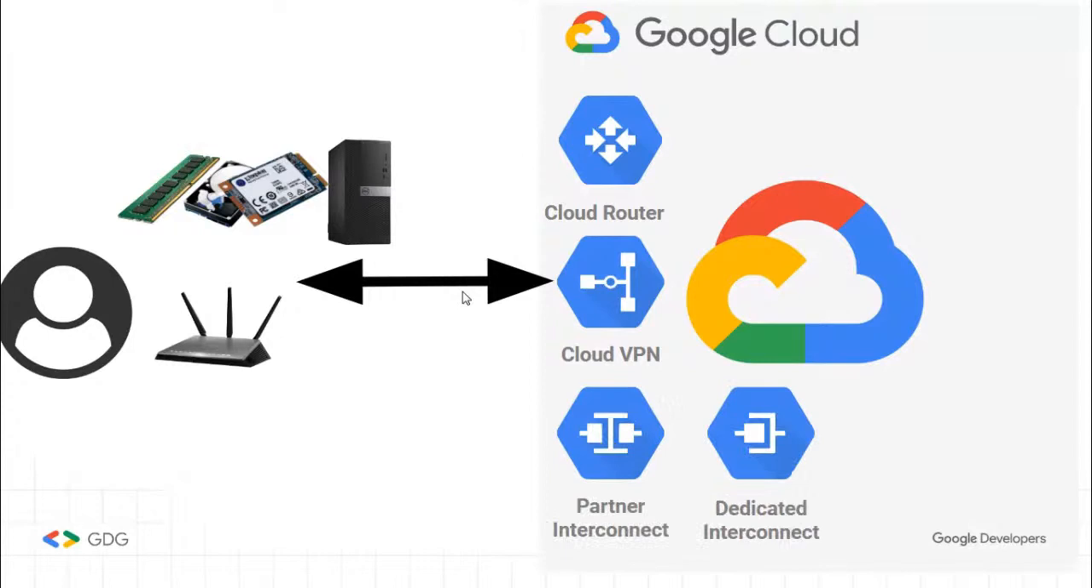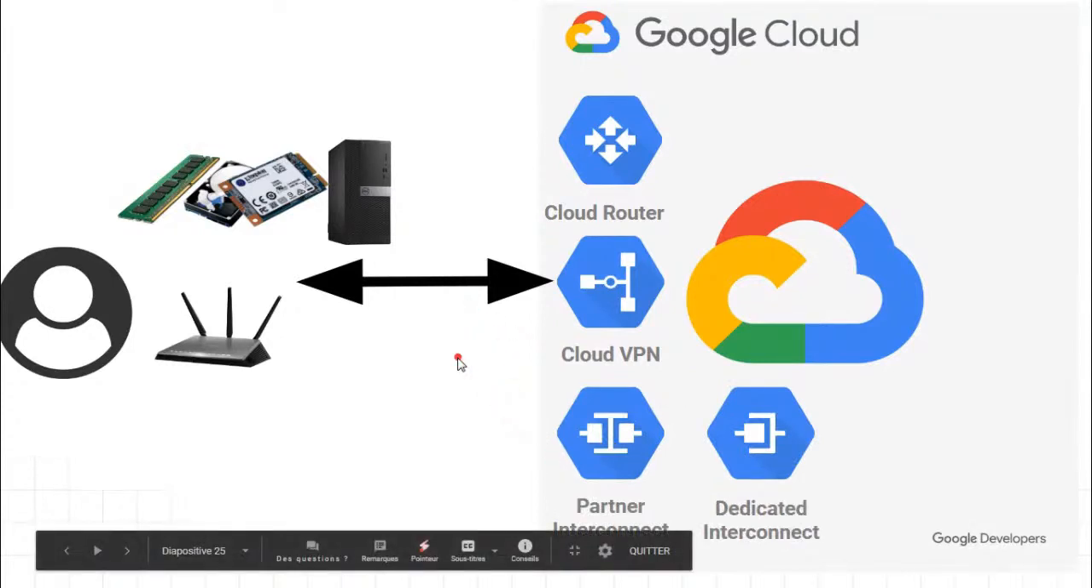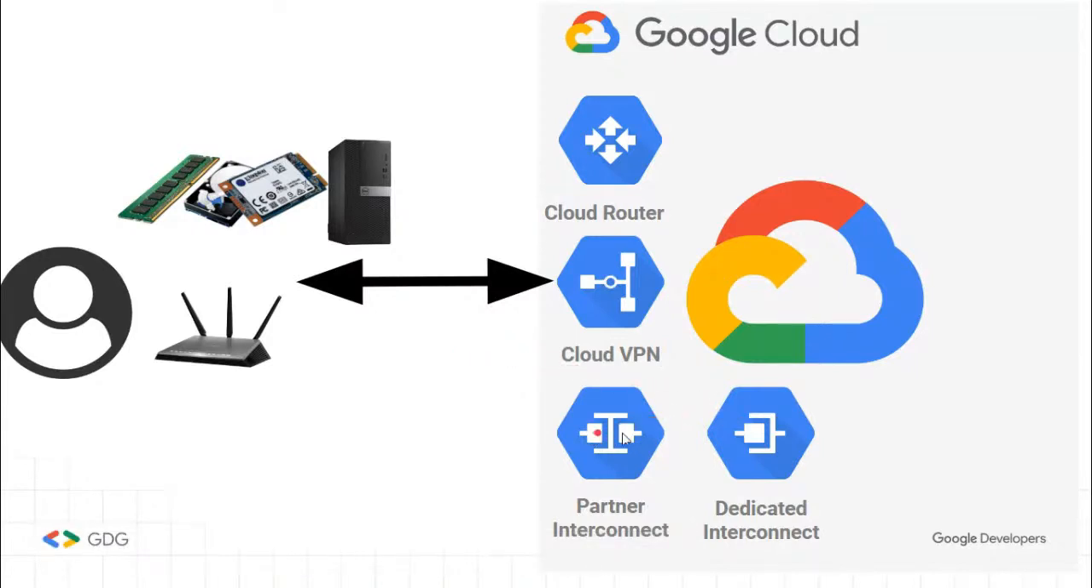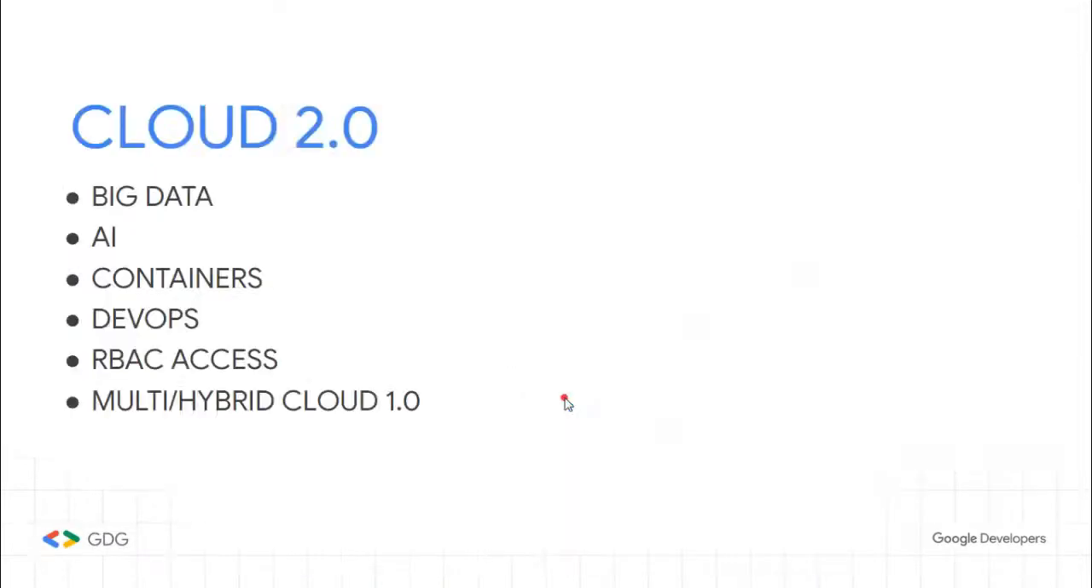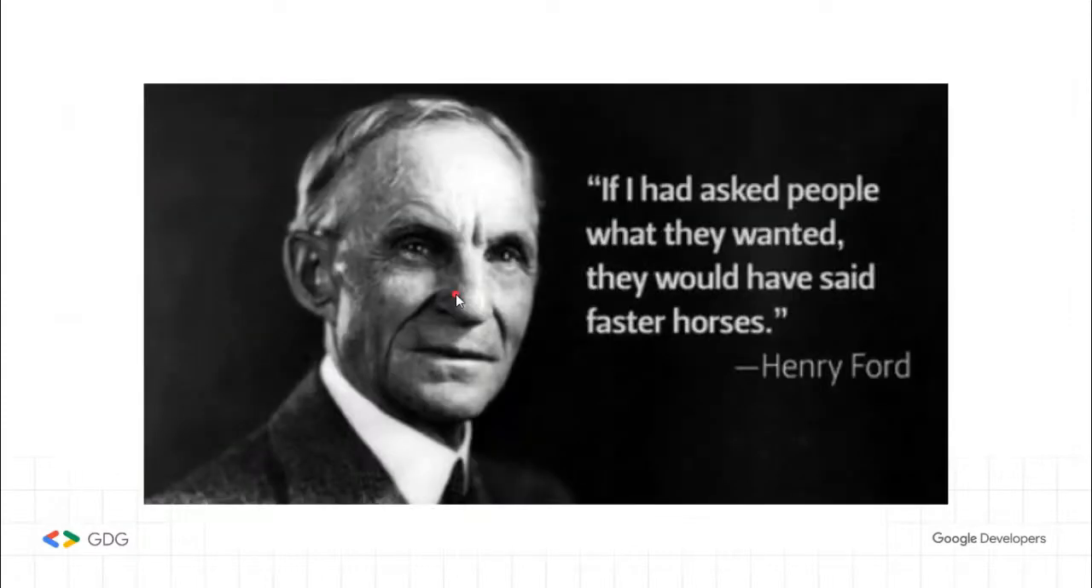So what we do, we can opt for this solution, partner interconnect and dedicated interconnect. You just check about that for the full list of partners that you can use. And this is cloud 2.0. So to summarize cloud 2.0, we have big data, AI, containers, DevOps, and role-based access control. And then we have the multi and the hybrid cloud. You see, even cloud was split. And now we will see our main subject, which is cloud 3.0.